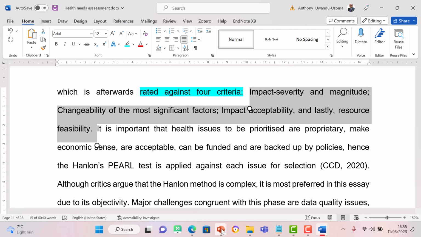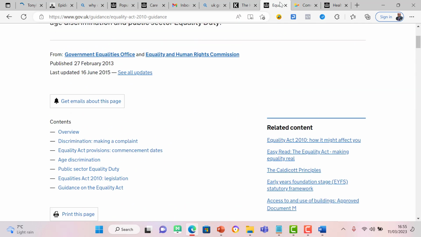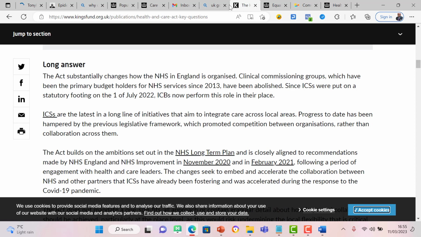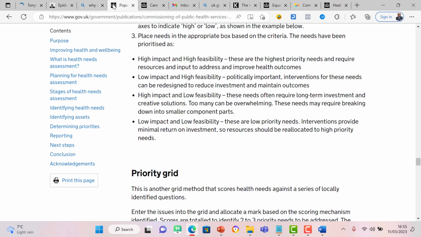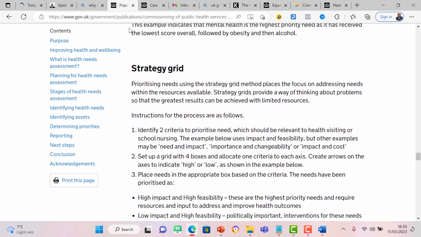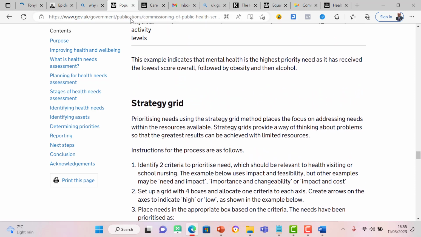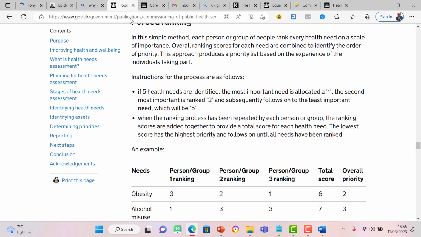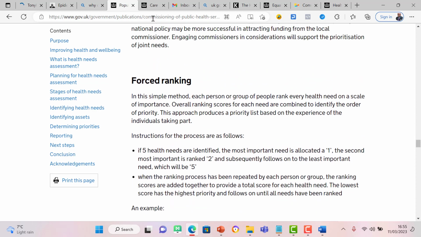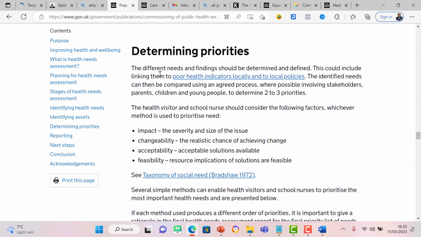So at this point I want to show you something here. From the gov.uk website, the prioritization matrix. If you're trying to prioritize, I'll drop this link in the PowerPoint too. I'll attach it to the PowerPoint of the first video. So there are strategies that you can use to prioritize the needs. These are how to determine your needs.